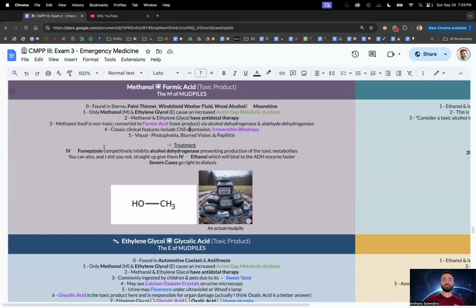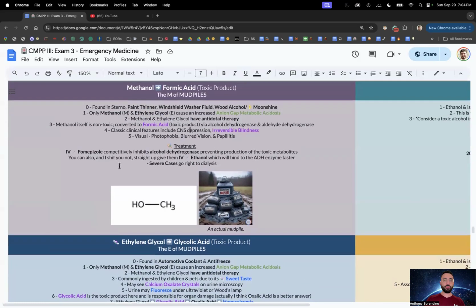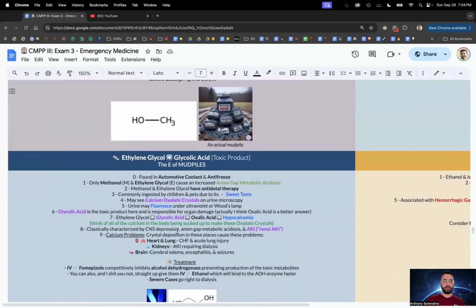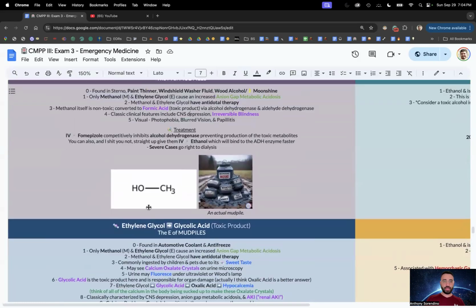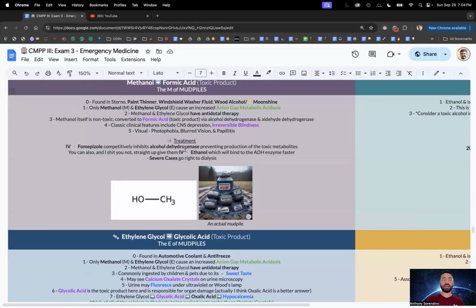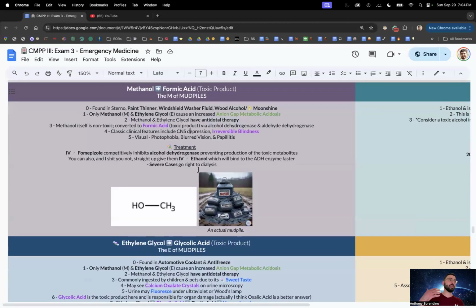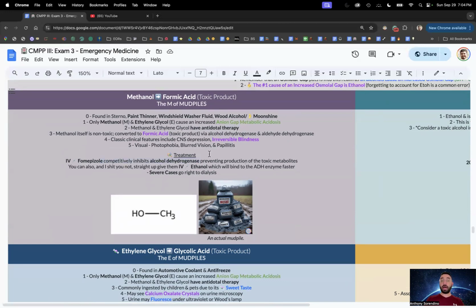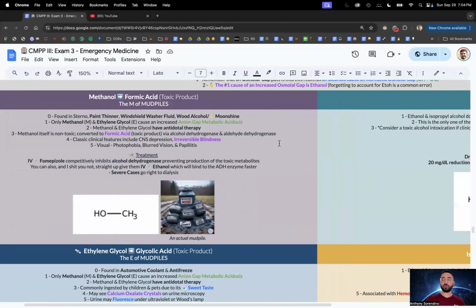And then just know the treatment is fomepizole. So that's going to be the treatment both for methanol and ethylene glycol because it's a competitive inhibitor of alcohol dehydrogenase, or you can actually give somebody IV ethanol. It's like the lesser of two evils here. You'd rather give them that. You want it to eat up all the alcohol dehydrogenase so that your body can stop breaking down methanol into the toxic formic acid.